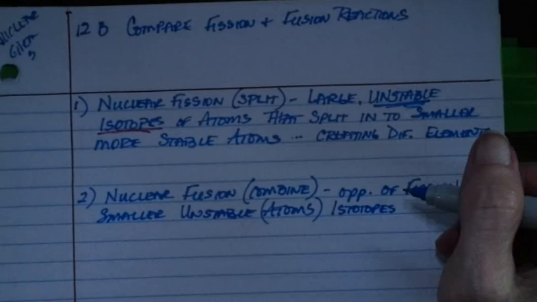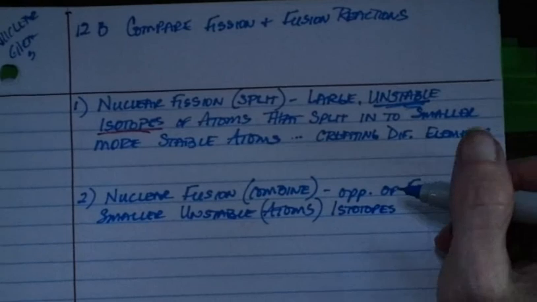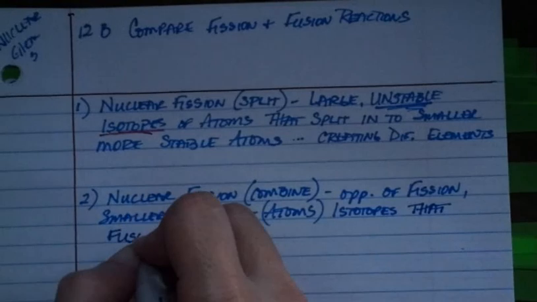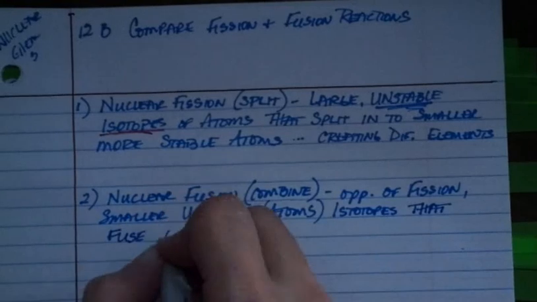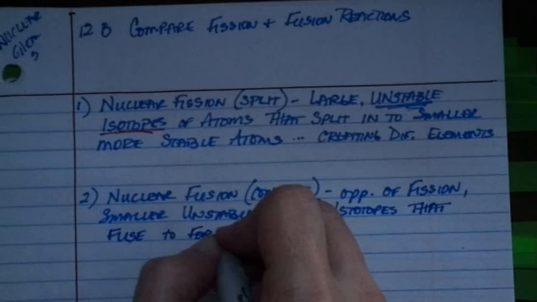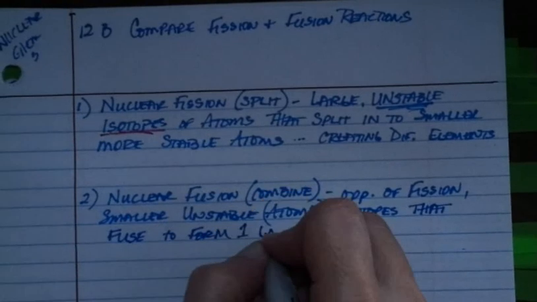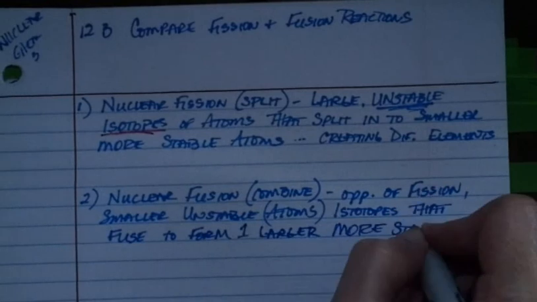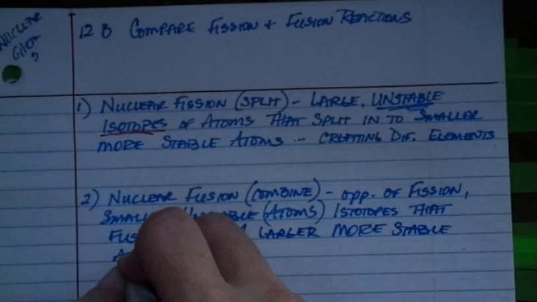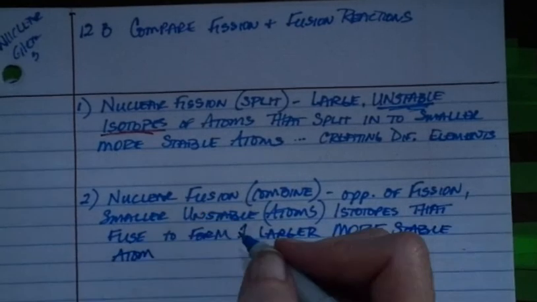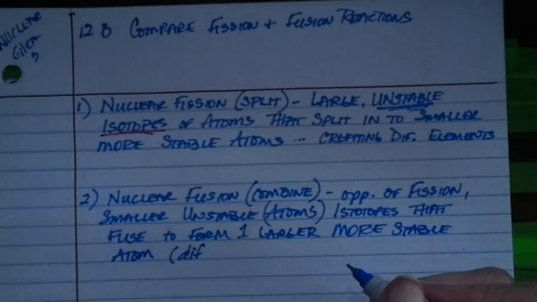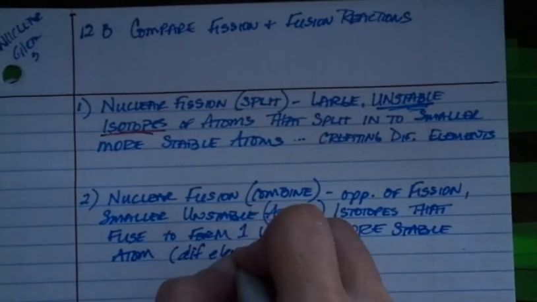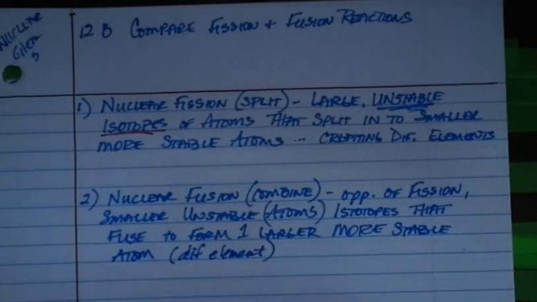That fuse, combine, to form one larger, more stable, it's all about that stability, more stable atom. And it'll be a different element. It won't be the same as what the two atoms you started out with. So a different element is created. They used to call this transmutation. You changed elements here. This happens naturally in the universe.